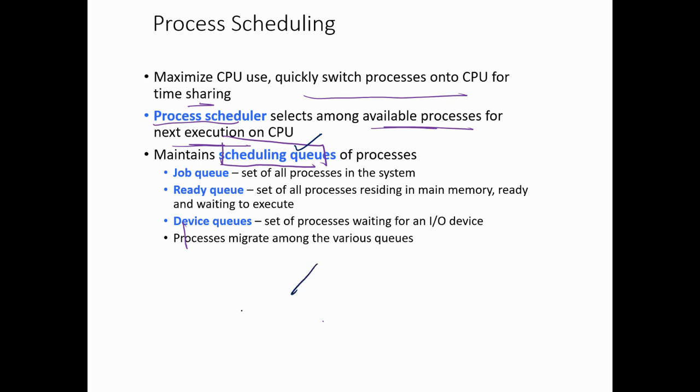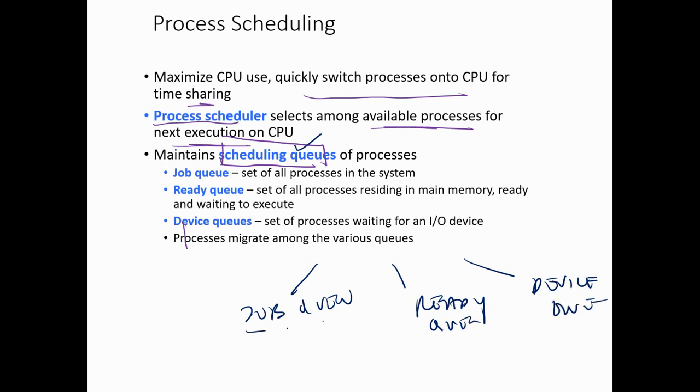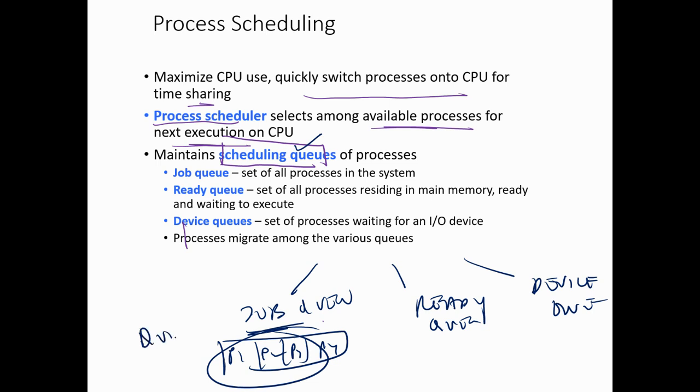One is the job queue. One is the ready queue. One is the device queue. You might know from the names themselves. What is the job queue? The job queue is the set of all processes in the system, arranged inside a queue. Let's take P1, P2, P3, P4, the set of all processes arranged in a queue.